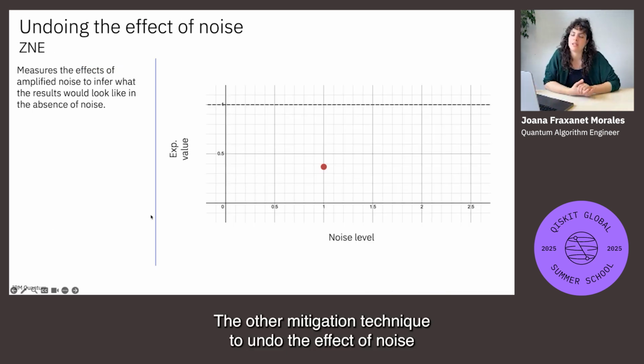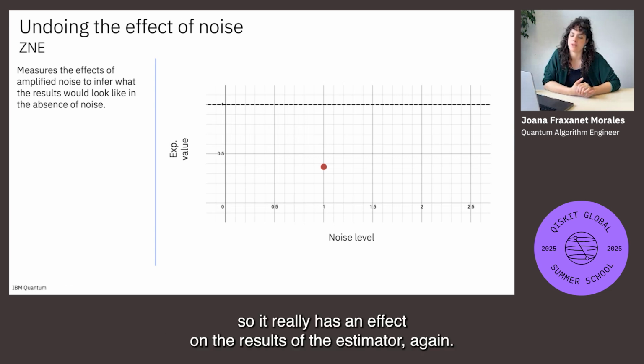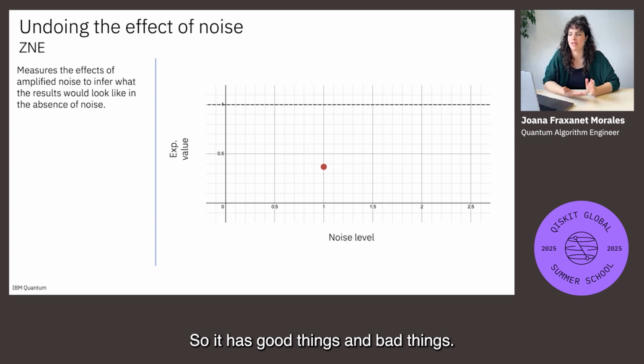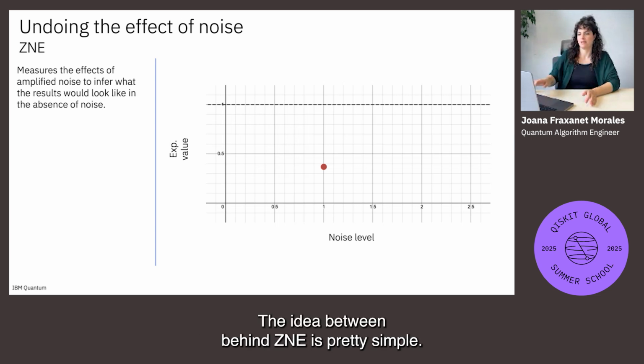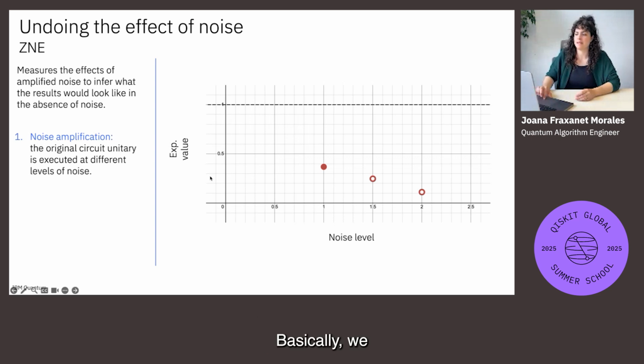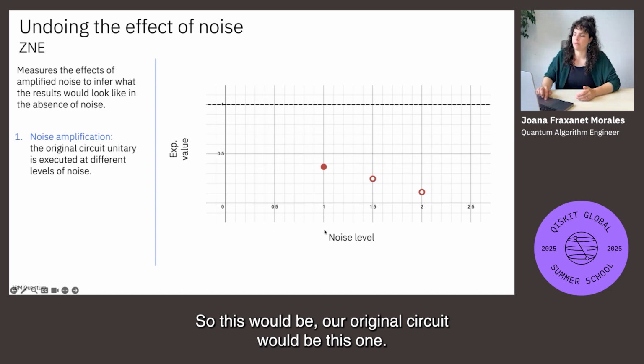The other mitigation technique to undo the effect of noise is ZNE. ZNE is a technique that really has an effect on the results of the estimator again, but it can also be very unstable. So it has good things and bad things, let's say. The idea behind ZNE is pretty simple. Basically we want to take the noise that we have in our original circuit. So our original circuit would be this one.